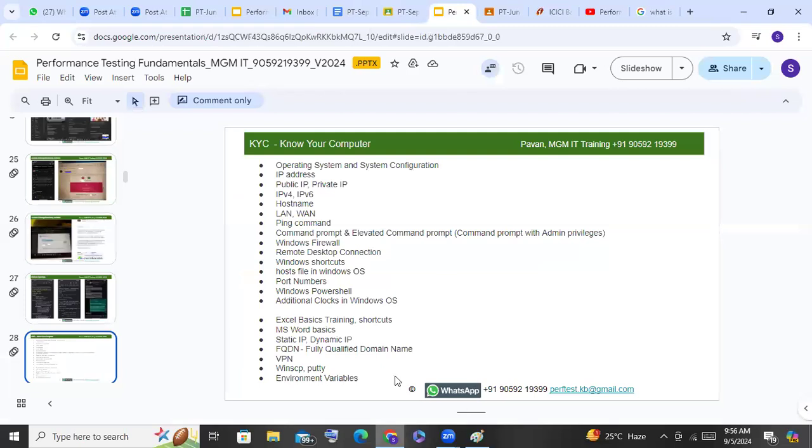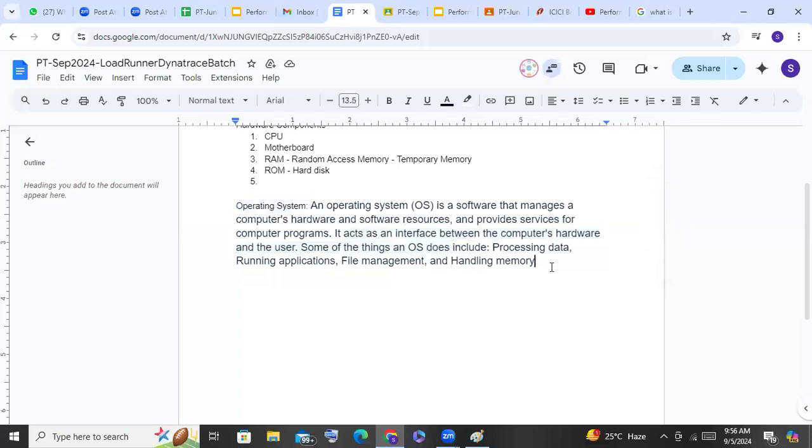Now, what are the popular operating systems that are there? Linux, Ubuntu, Windows, Mac OS, Unix, Solaris. These are some of the popular operating systems that are there.